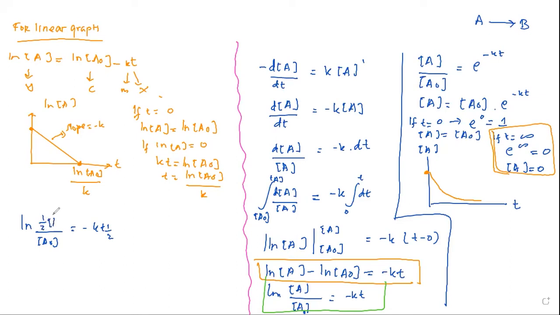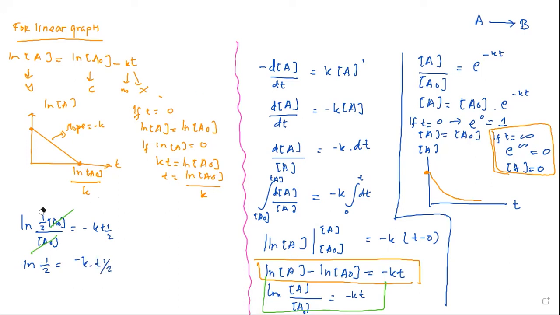Half of the initial concentration, right? So you can see here that we can cancel the A0, the initial concentration, and this will produce ln half equals negative k times t half.